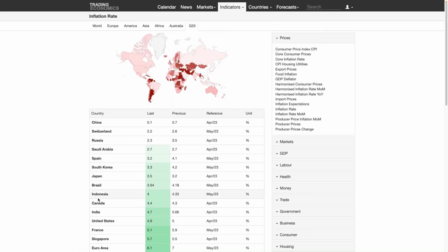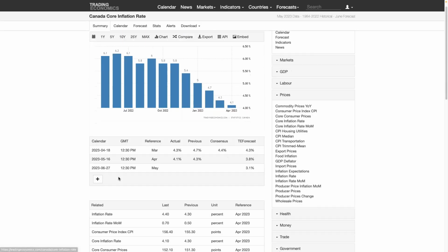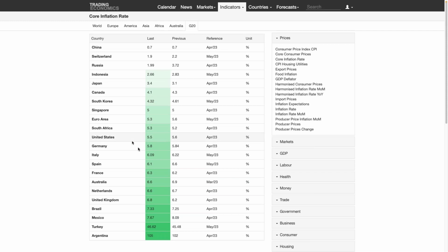If we take a look at the core reading again, that's definitely moving in the right direction. Just compare the core inflation with other countries. You can see Euro area it's 5.3, Germany 5.8, UK it's 6.8, so pretty strong core inflation. So it's not too bad in Canada. So I don't see, for that reason, a major risk that the Bank of Canada are going to need to hike interest rates.